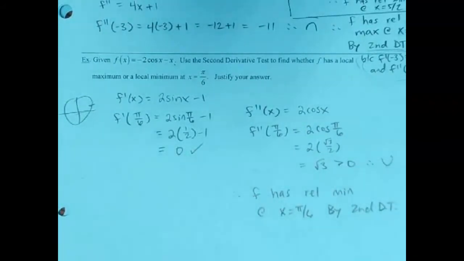So you check with the first derivative, and it needs to be 0. If it's not, you're done. It's neither. If the first derivative is 0, then you check your second derivative, and then it had better not be 0. Because if the second derivative is 0, then it's indeterminate. You can't really know if it's a max or min. You'd have to do the sign chart first derivative test process.